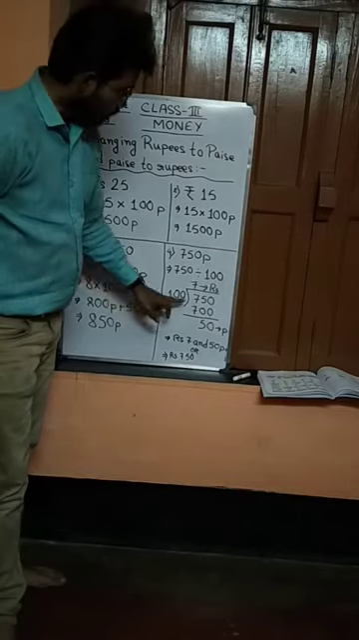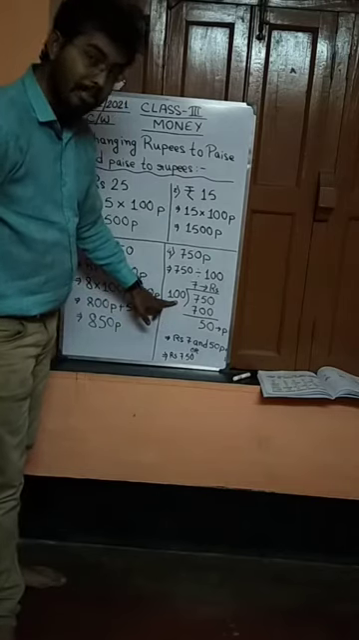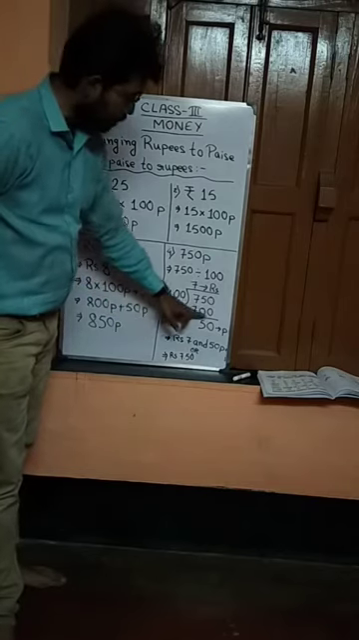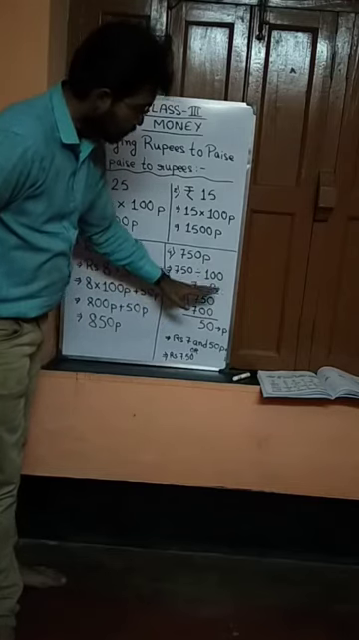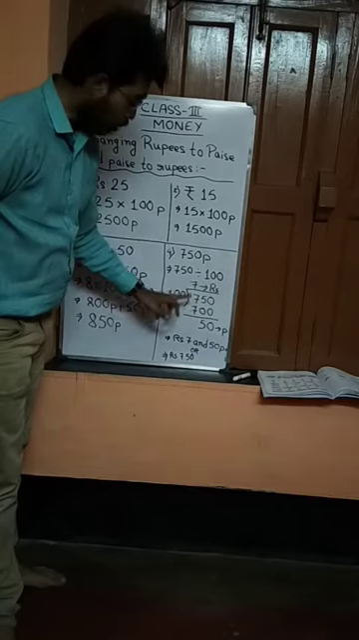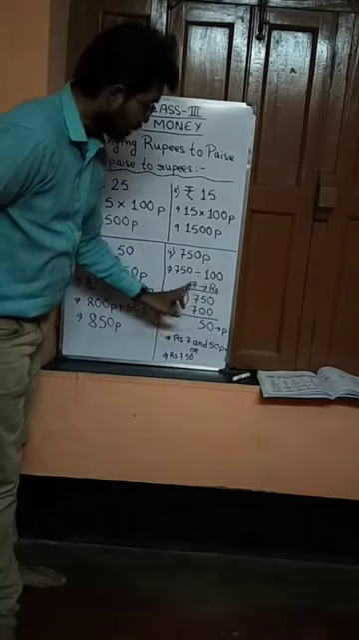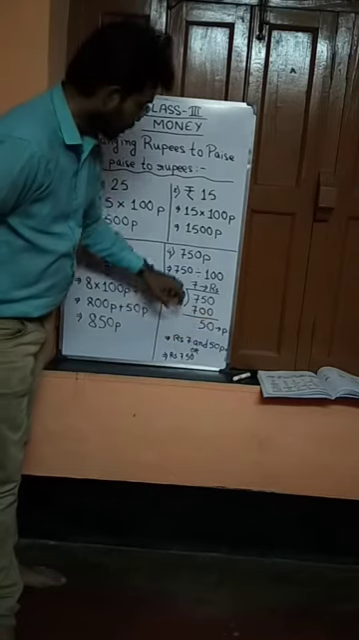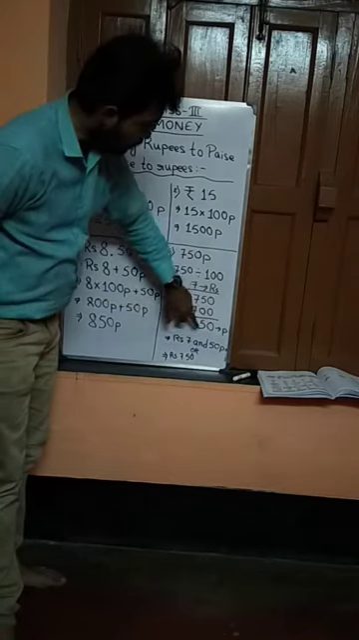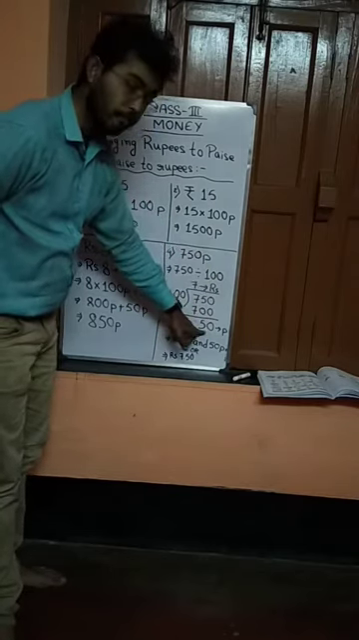So 100 multiplied by 7, students, will be 700. See, I have put 700 beneath the 750. Now I have subtracted it. After subtracting, you will get the answer as 50. Now students, see, 100 is the divisor and 50 is the remainder. So we cannot divide 50 by 100.